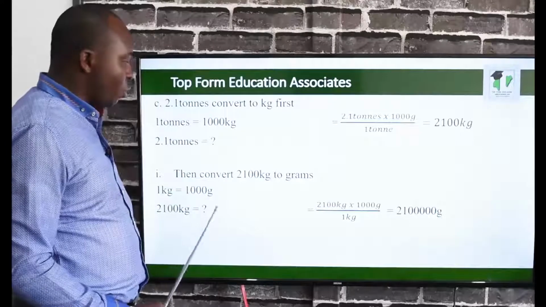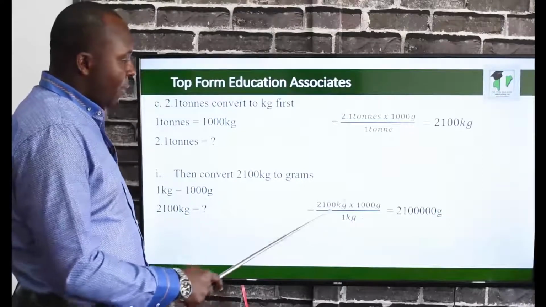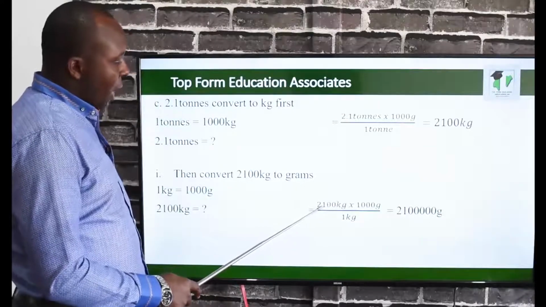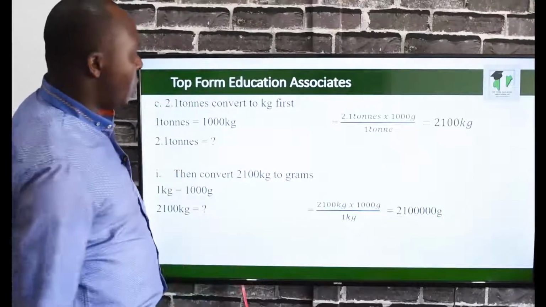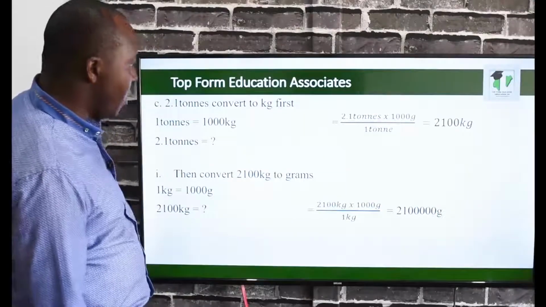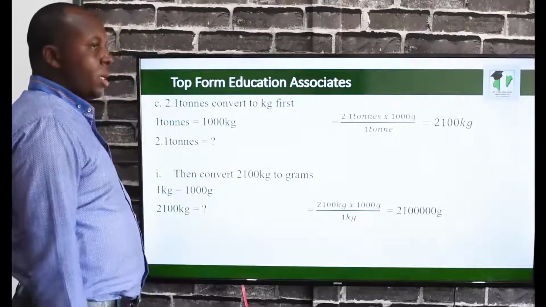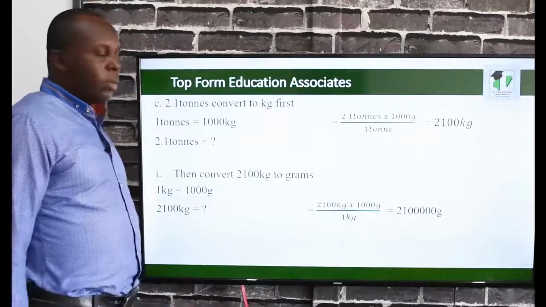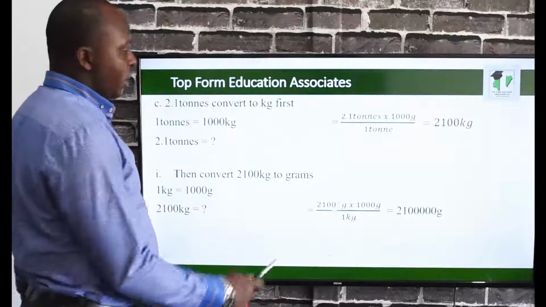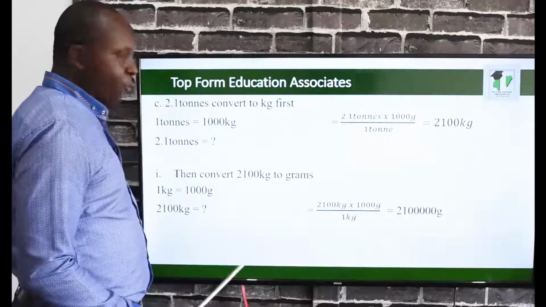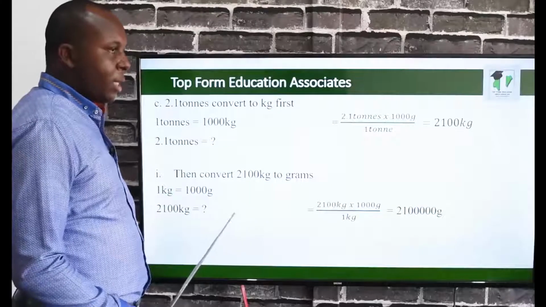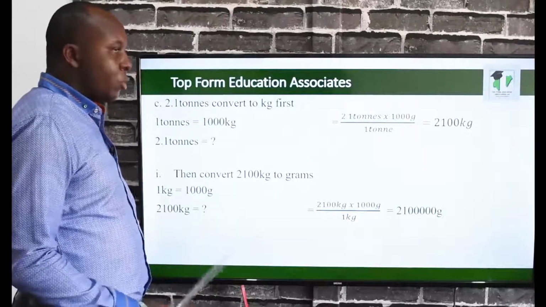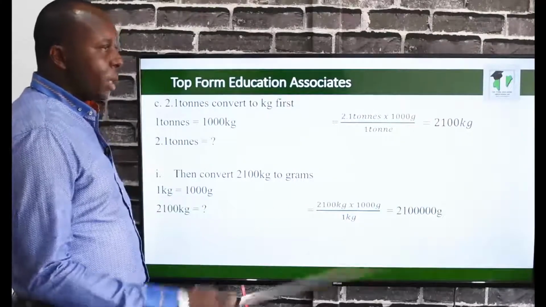2,100 kilograms equals, or no, we cross multiply. Kilogram cancels kilogram. 2,100 times 1,000 grams will give me 2,100,000 grams. So that is the first answer. The next thing is to answer the second one, which is ton to milligram.